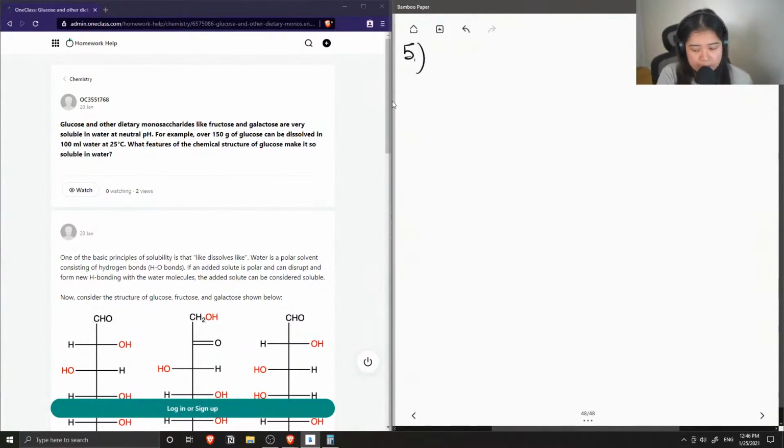Okay, so first let's draw the structure of glucose. It's like a 5-membered carbon ring. And I'll draw all of the different side groups on glucose. We have another carbon alcohol group. And then attached to each of these carbons is an OH group. So they have different orientations. But this is the structure of glucose.